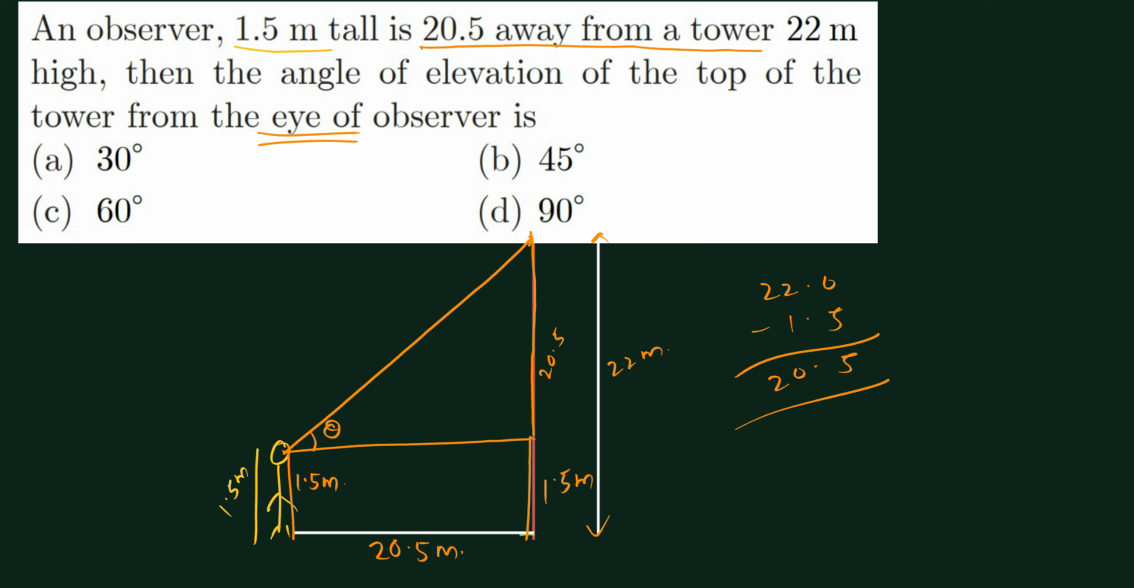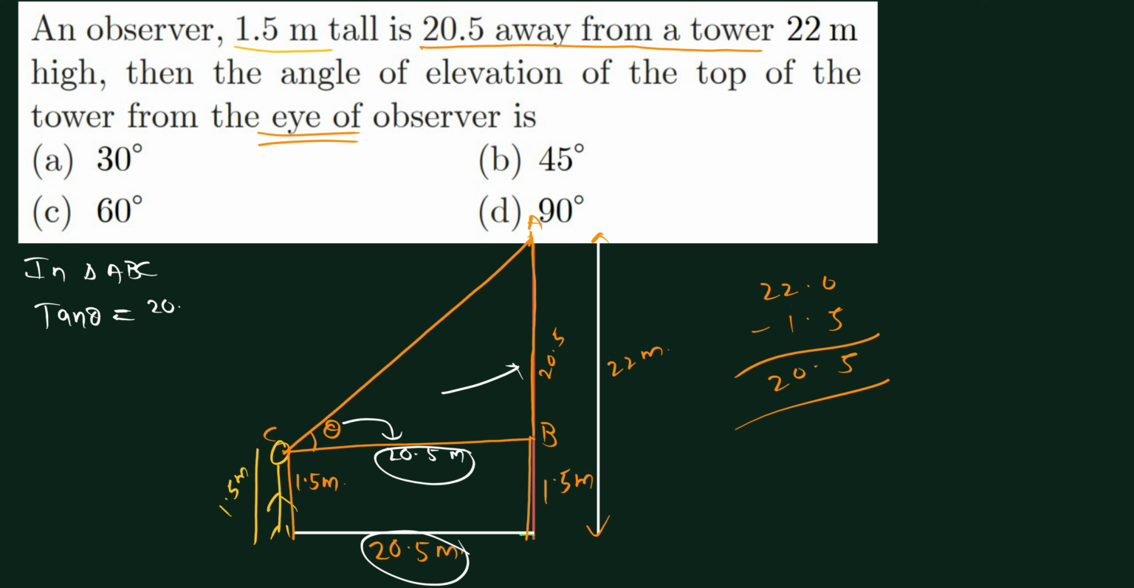Then how do you get this? Let us say this is a triangle ABC. Okay, so in triangle ABC, you just apply tan now. So tan theta equals opposite by adjacent. BC value is 20.5, and these two values are the same. Opposite is 20.5, adjacent is 20.5. Same value by same value, you will get 1. Okay, tan theta equals 1.